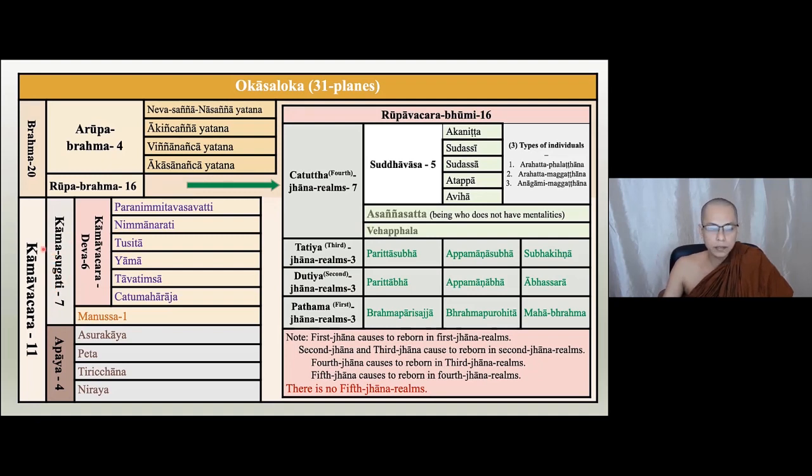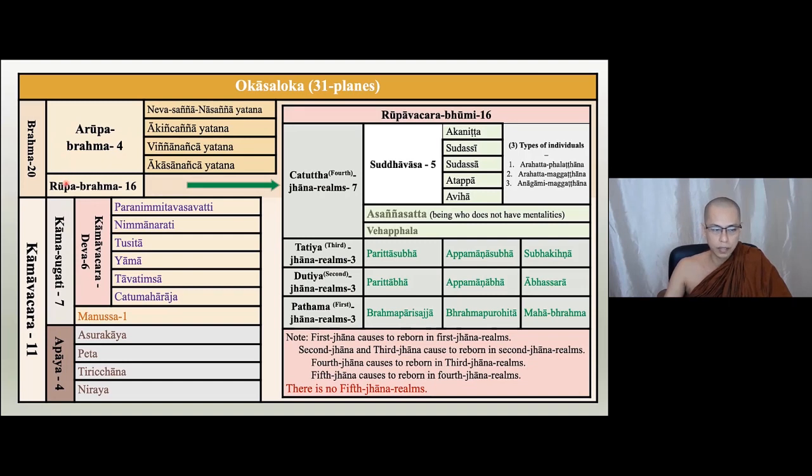So still sensual sphere, but they are the beautiful side of the sensual sphere. So seven are beautiful and four are woeful states. Then Brahma is also divided into two: Rupa Brahma, which connects with materialities, and Arupa Brahma, which is without materiality. So no more materiality, only mentality.